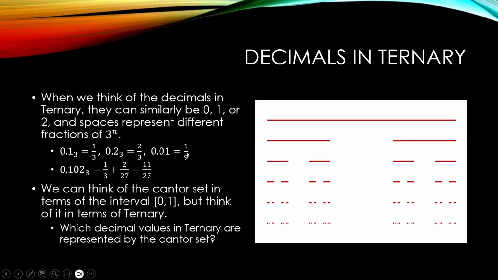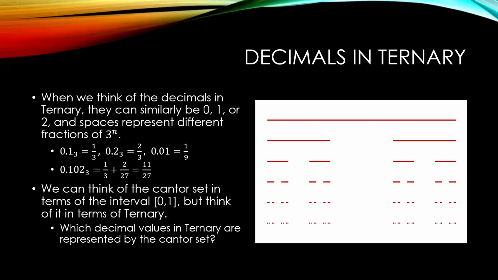0.01 would be 1/9. And we can continue like this. As we're going further and further out, we're talking about different fractions of our numbers. And so 102 in ternary would be 1/3, and then it would be 0/9 and 2/27. And so 1/3 plus 2/27 would be 11/27.